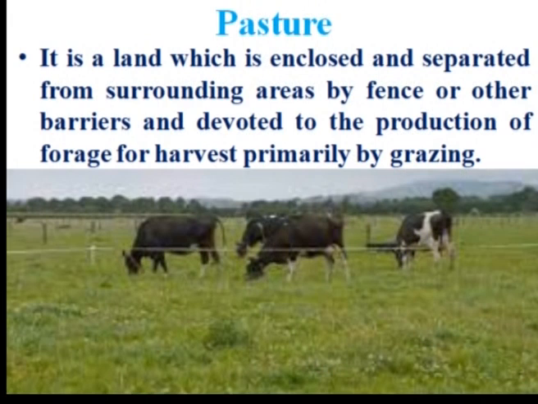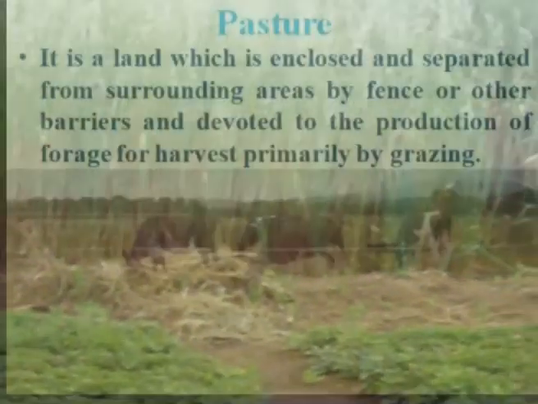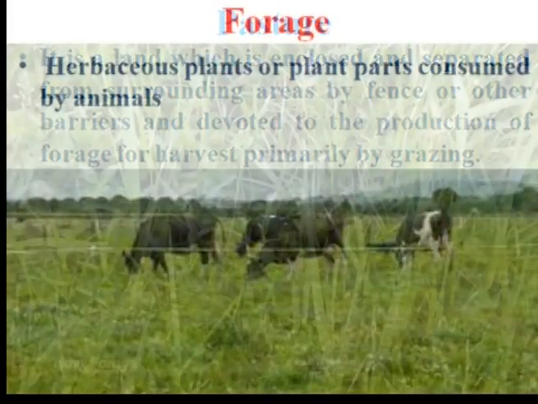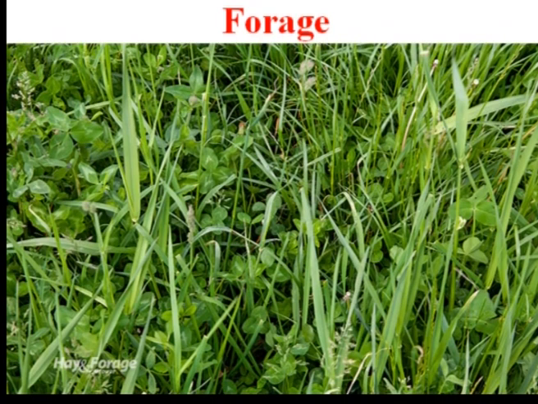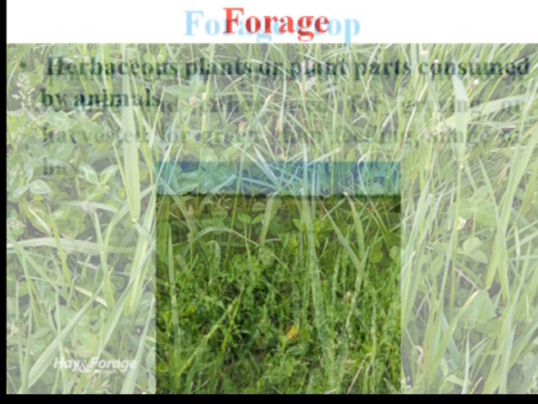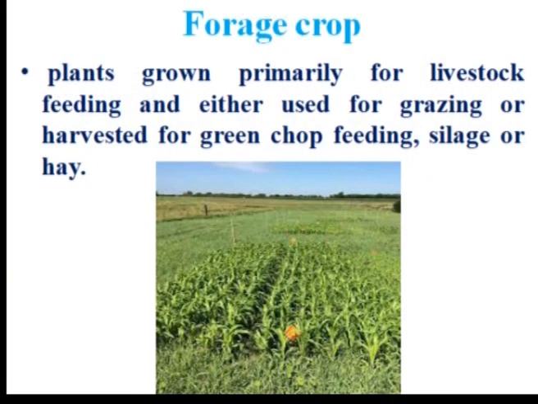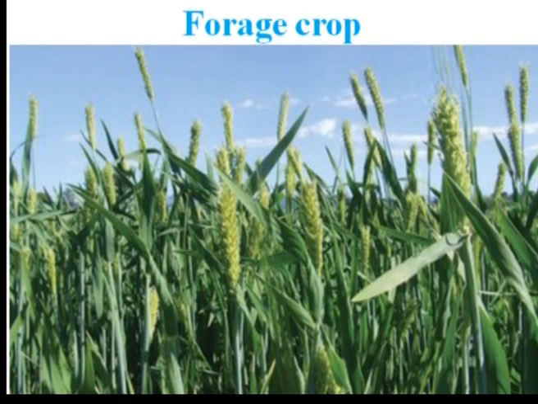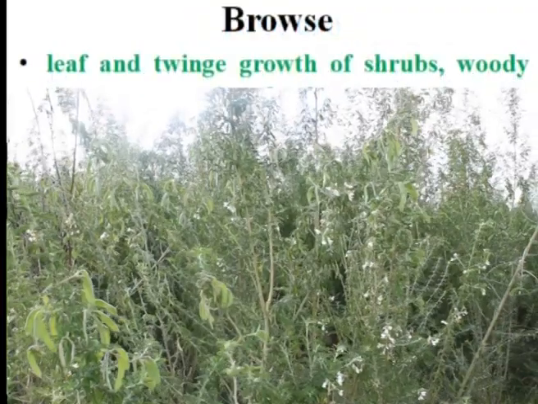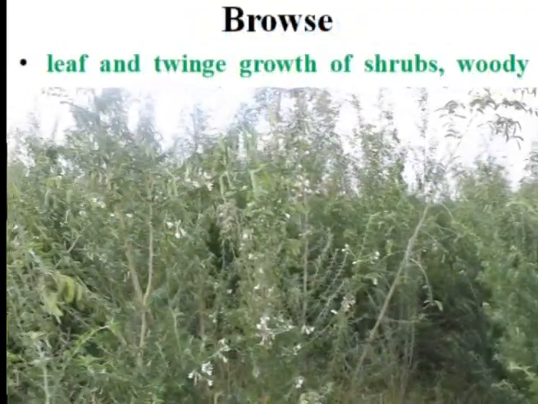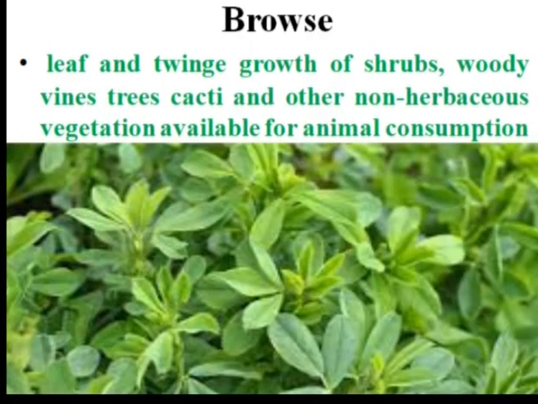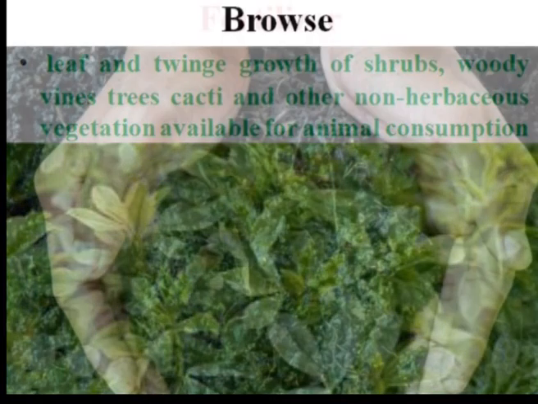Pasture. Pasture is a land which is enclosed and separated from the surrounding area by fence or other barrier and devoted to the production of forage for harvest primarily by grazing. Forage. It's a herbaceous plant or plant parts consumed by animals. Forage crop. Plants grown primarily for livestock feeding and either used for grazing or harvested for green crop feeding, silage, or hay. Browse. Leaves and twig growth of shrubs, woody vines, trees, and other non-herbaceous vegetation available for animal consumption.